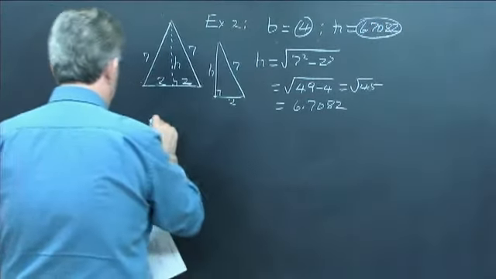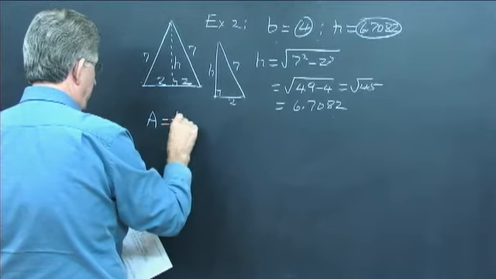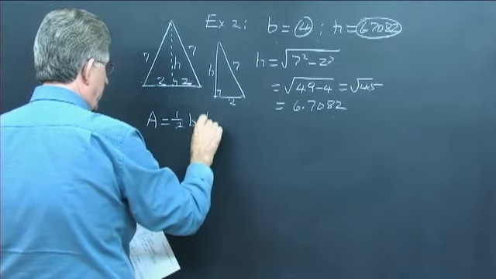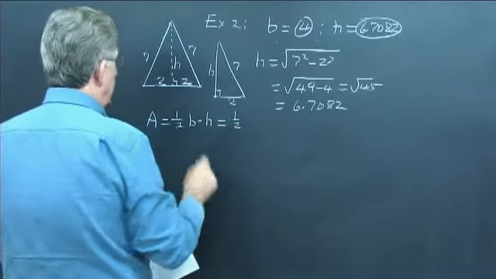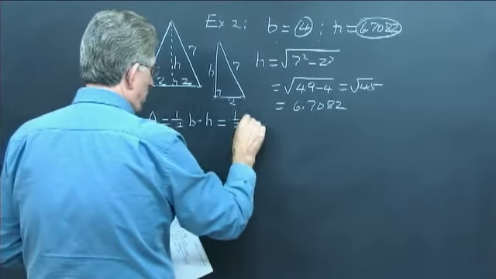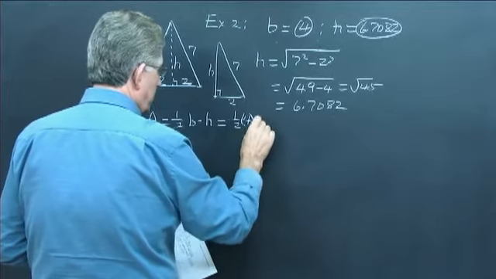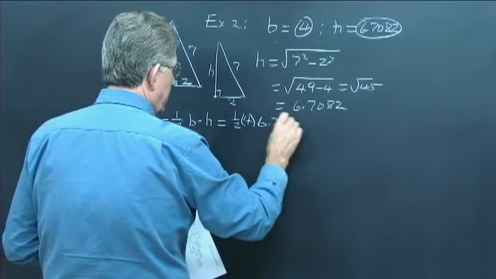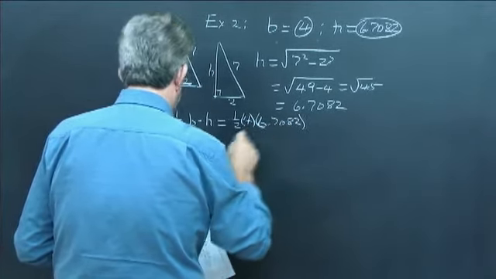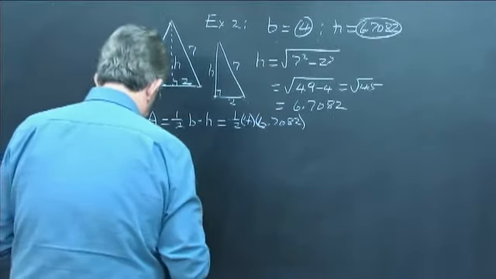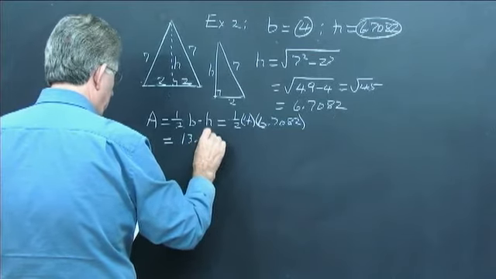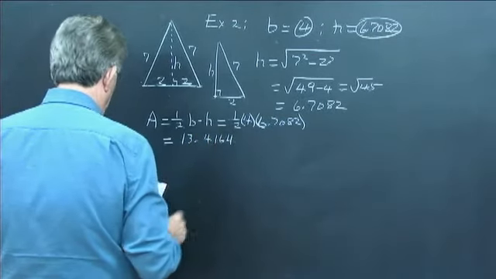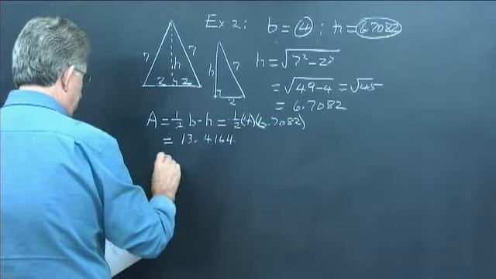Now let's get our area. The area of a triangle is 1/2 the base times the height. So 1/2 the base. The base is clearly 4. The height is this number we got right here. And multiplied out, that gives us this number, 13.4164.